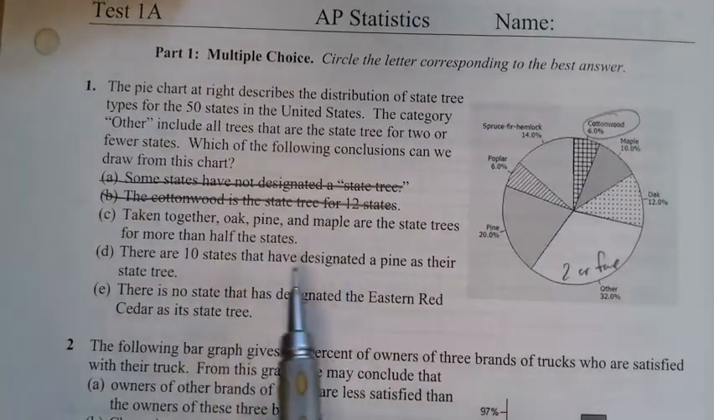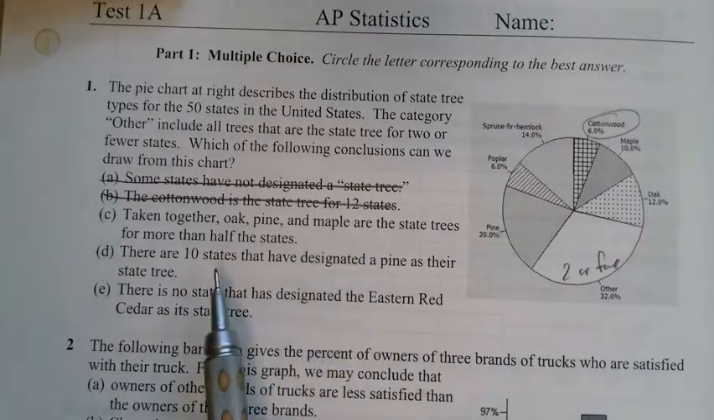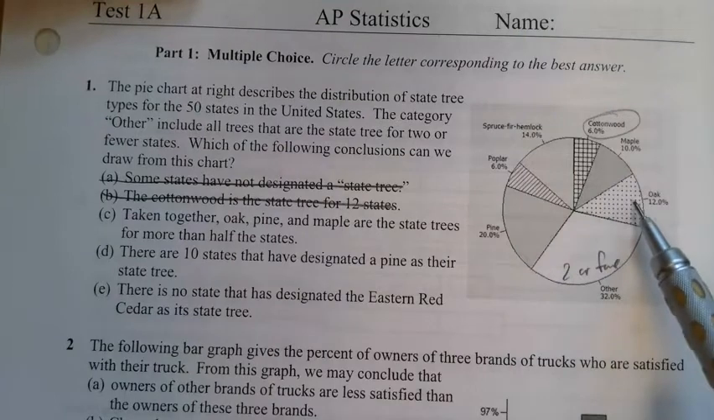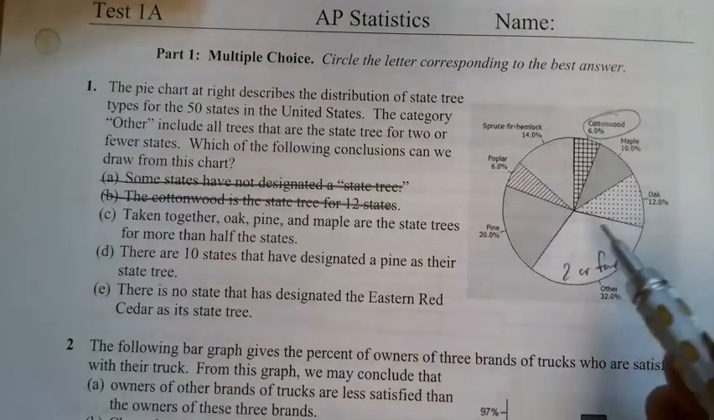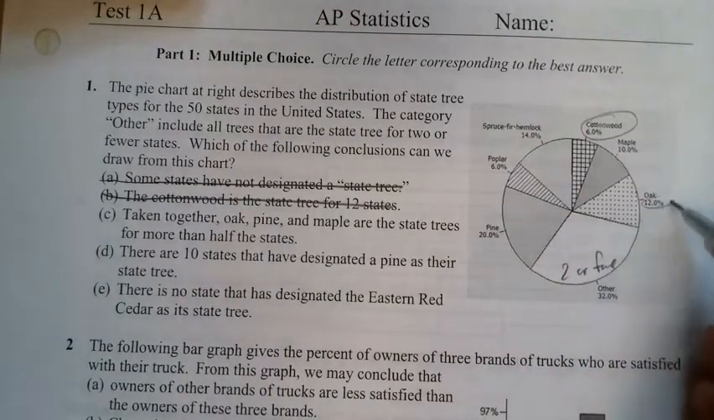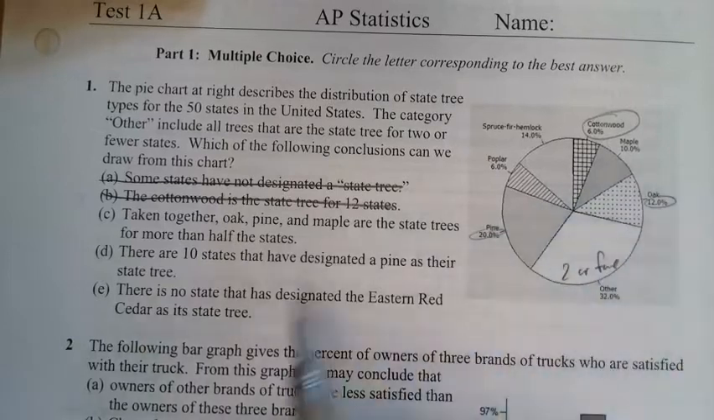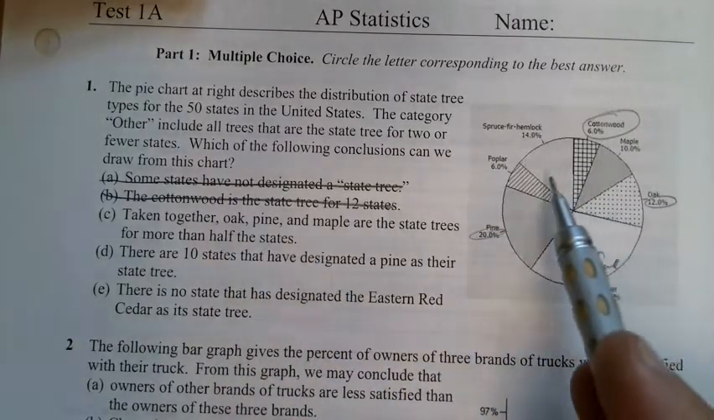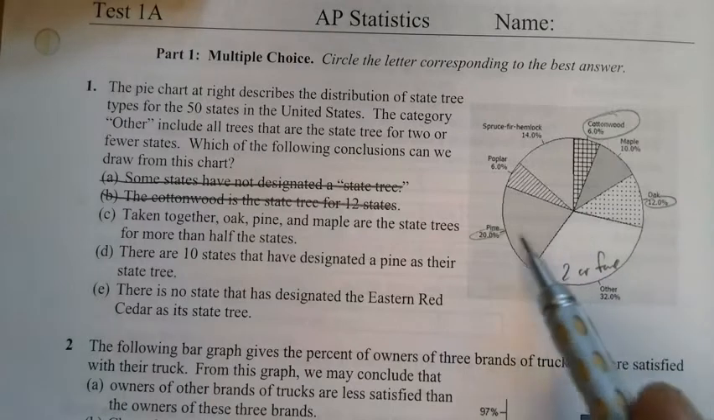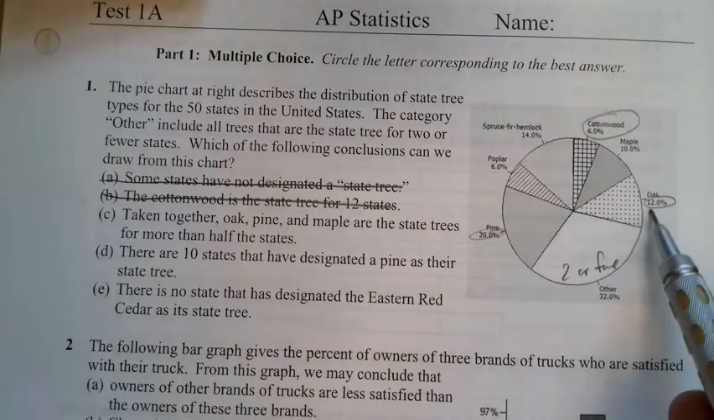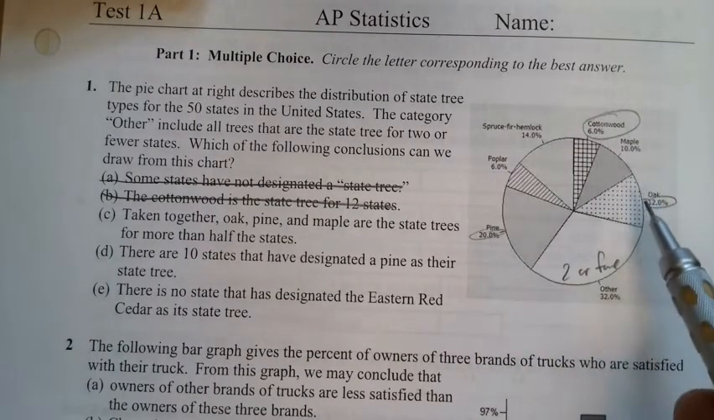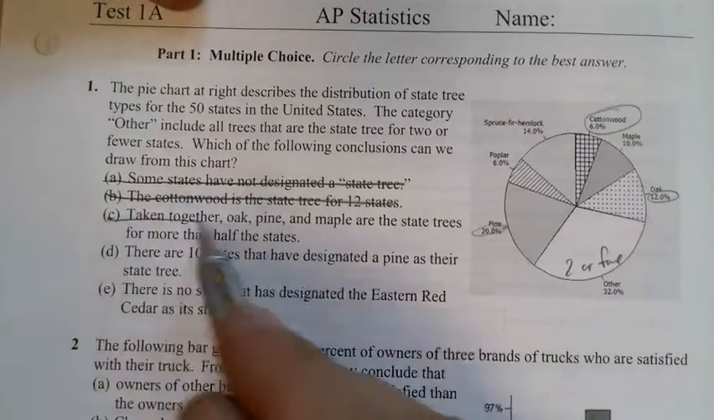Taken together, oak, pine, and maple are the state trees for more than half the states. Here's oak at 12%. Here's pine at 20%. So 12 plus 20 is 32, plus maple. Maple is 10. 20 plus 12 is 32, plus 10, that's 42. That's not more than half.